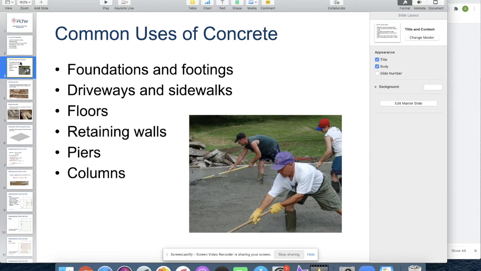So now some uses for concrete. We see it everywhere. It really is a powerhouse of the civil engineering and architecture field, and certainly what we use to build large and strong structures that really stand the test of time. So they're certainly used in foundations and footings that hold up our structures, as well as in those structures themselves: driveways and sidewalks, floors, retaining walls, so things that hold back ground or earth, piers and columns, and many other things too on a smaller scale.